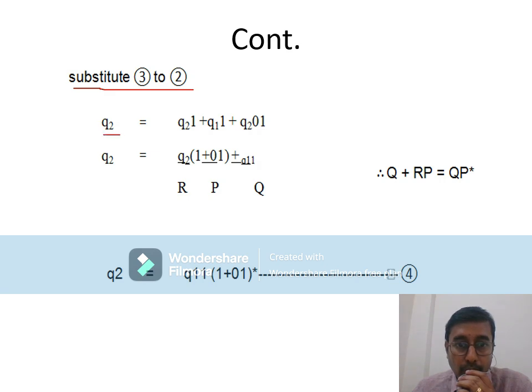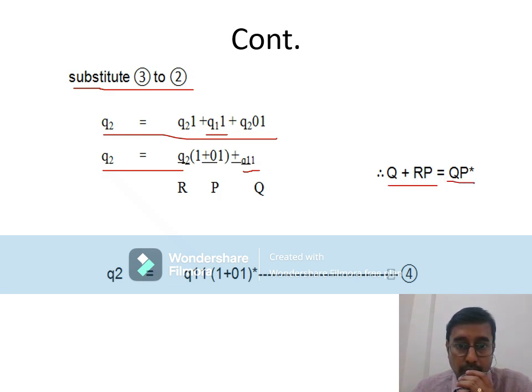If I take my q2, this is the value q2 1, q1 1, then q2 0 1. This particular thing is already in our Q plus RP form. So what I'm going to do in the next step is q2 1 plus q2 0 1 plus q1 1. Commonly I'm taking q2 outside, so q2 bracket 1 plus 0 1, and the rest, q1 1, I have written. Now if you look, this is in the form of Q plus RP, equal to QP star.